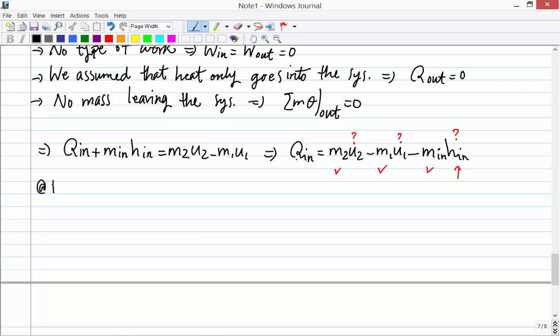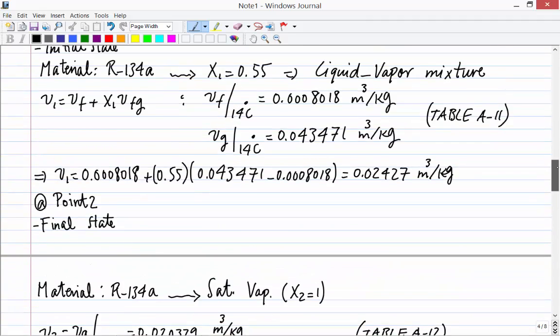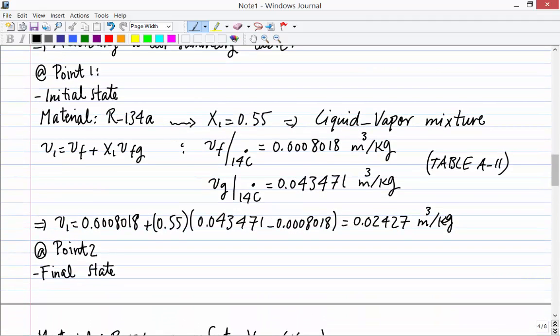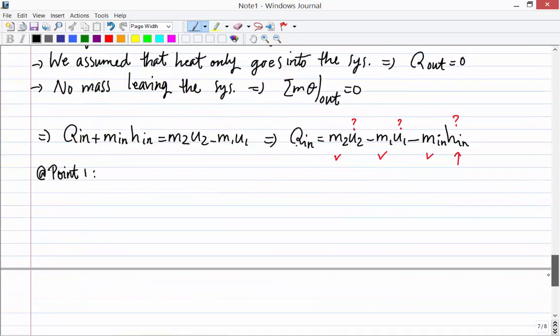At point 1, we knew that the temperature is 14 degrees C, and the material is R-134a, and we have a mixture of liquid and vapor with quality 55%. So one more time, if we solve the same equation but for internal energy, u1 equals uf plus x1 ufg, then I can find u1, right? So I'll do this here.